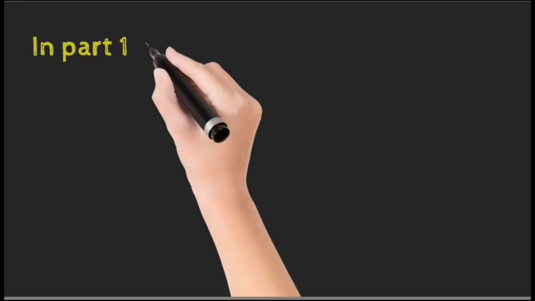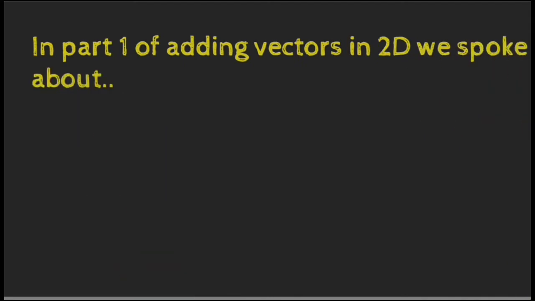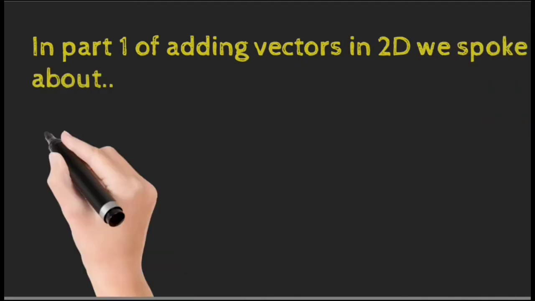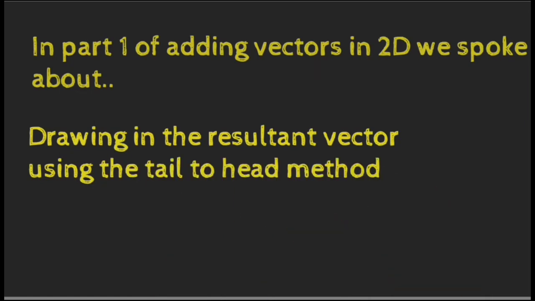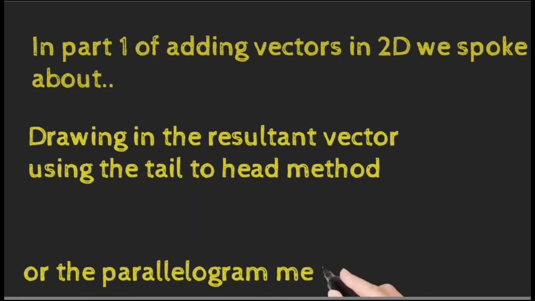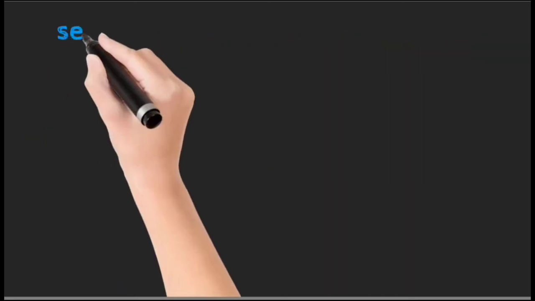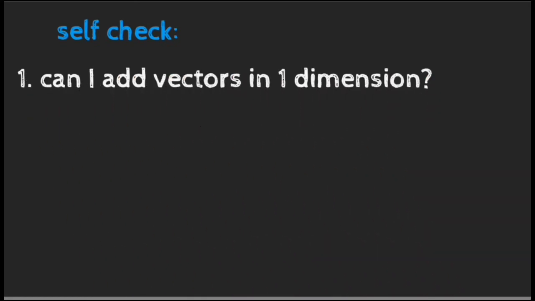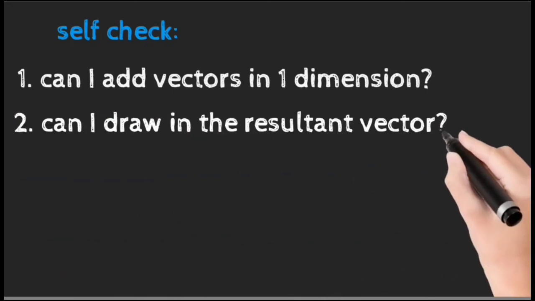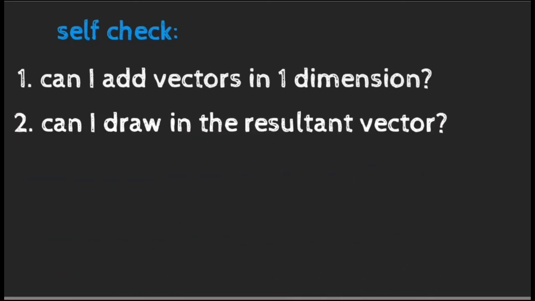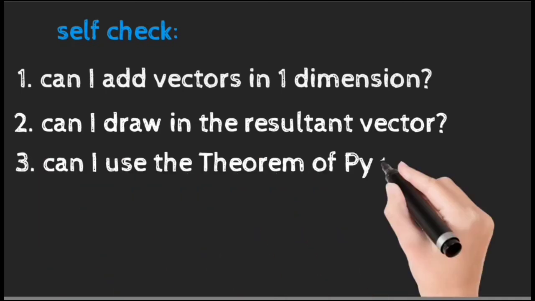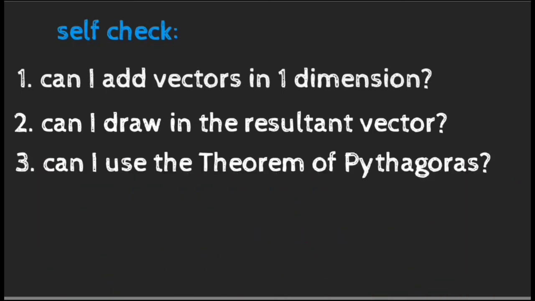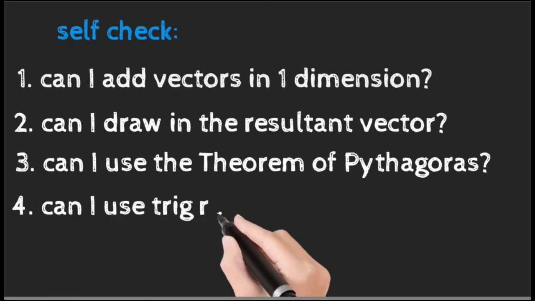In part 1 of adding vectors in 2 dimensions, we spoke about drawing in the resultant vector using the tail to head method or the parallelogram method. Now before you continue, just do a self-check quickly. Number 1. Can I add vectors in 1 dimension? Number 2. Can I draw in the resultant vector? Number 3. Can I use the theorem of Pythagoras? Number 4. Can I use trig ratios?